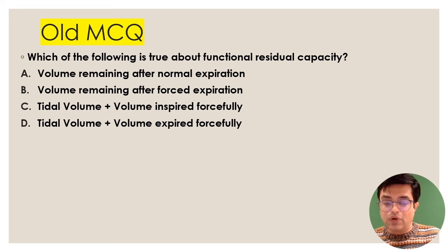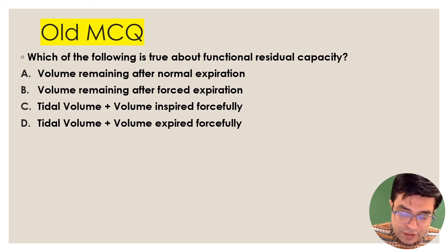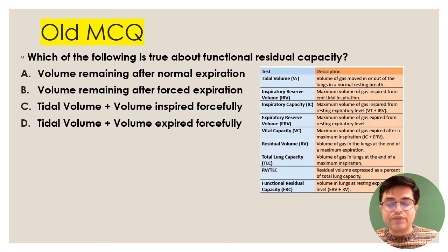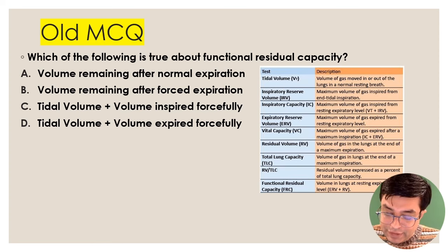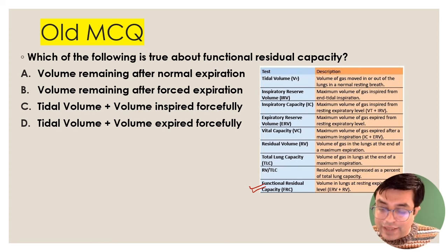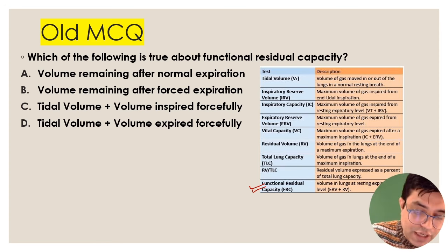So 4 options are given, so they will not be giving such an easy option. Which of the following is true about functional residual capacity? When the word functional comes, it is always after a normal breathing which has happened. You can take the help of this chart also which I discussed with you. What was the definition of functional residual capacity? Volume in lungs at resting expiration level. Resting expiration level means not forced expiration, but after a normal expiration, whatever remains in the lung. So it includes residual volume with expiratory reserve volume, and so the answer to this question is A.